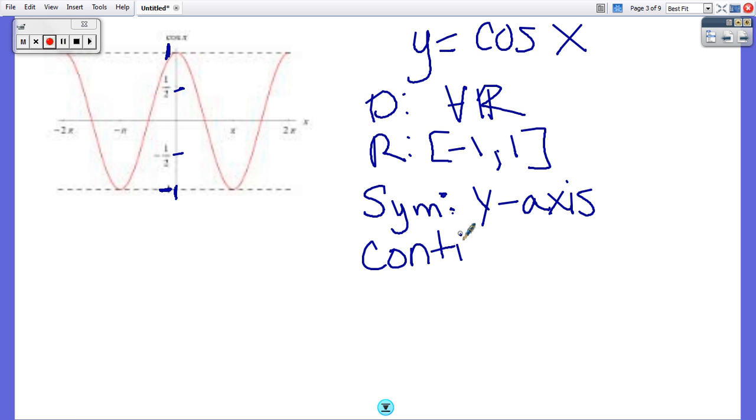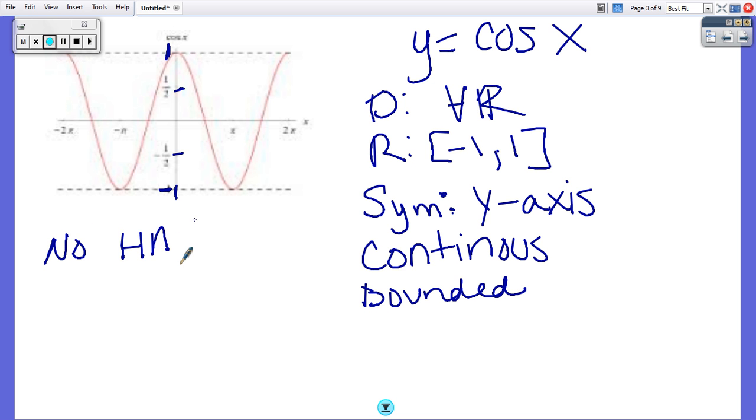Cosine is continuous, just like sine. It's bounded, just like sine. Because it's bounded below and bounded above, we say it's bounded. Again, same thing, there's no horizontal asymptotes or vertical asymptotes. I talked a little bit about why. It's the same reason. And again, same thing as sine, the end behavior is that there is none because it oscillates between -1 and 1.